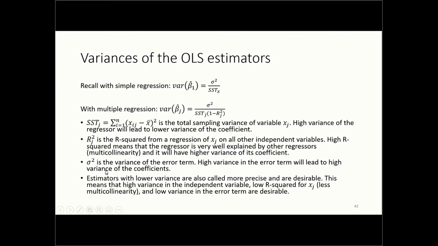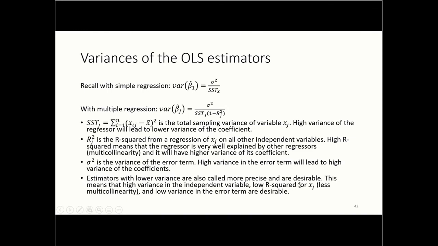And the last term here is sigma squared. That's the variance of the error term. And so a high variance of the error term here would lead to high variance in the coefficients. So again, the more variance we have for the error term, that would of course lead to variance in the coefficients.